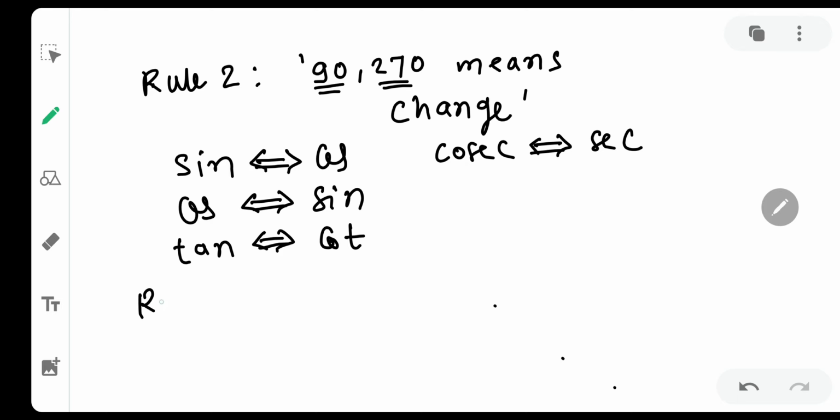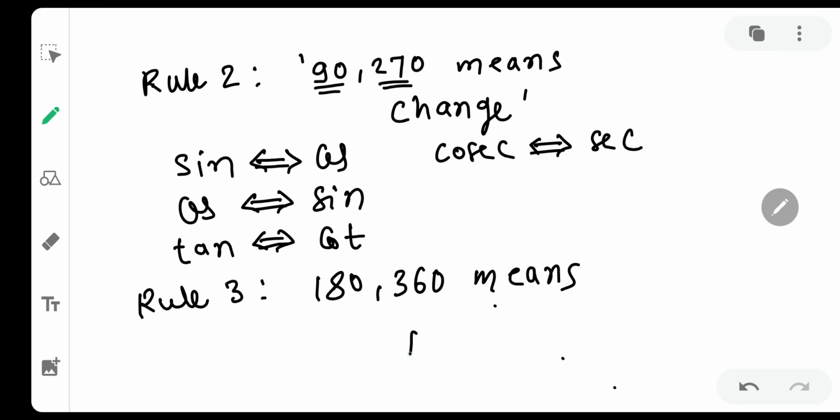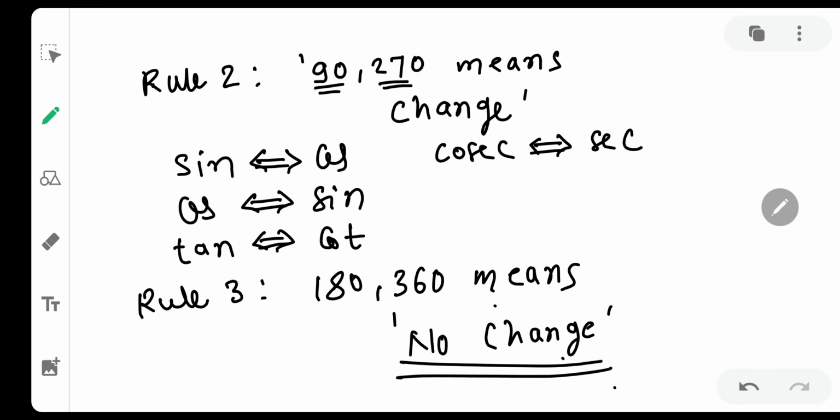And rule 3 is very simple. 180 and 360 means no change. This is my favorite rule. In this rule you have to remember only no change. It means sine will remain sine only, and so on. Cos will remain cos, tan will remain tan, cot will remain cot, cosec will remain cosec, and sec will remain sec.